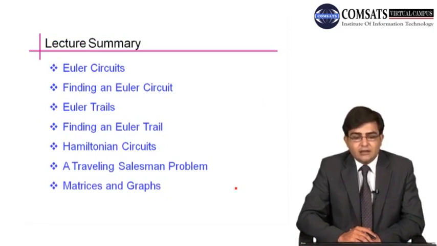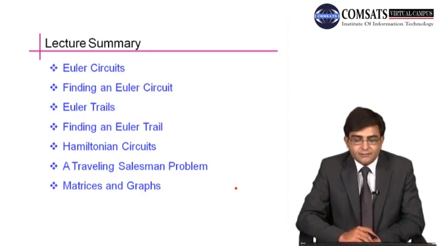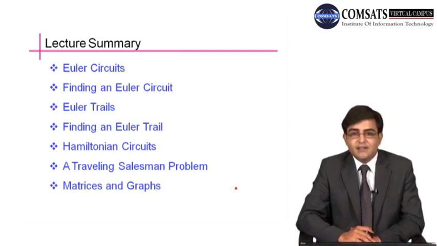And what we have discussed today: we have discussed the Euler circuit and how to find an Euler circuit in a given graph, Euler trails, how to find an Euler trail. We have discussed some examples, and we have found an Euler trail. We have also discussed Hamiltonian circuits and the traveling salesman problem, which is a very famous problem. Today we don't have much time to discuss matrices and graphs. Inshallah we shall discuss matrices and graphs in the next lecture, and some other topics relating to graphs. So until the next lecture, Allah Hafiz.